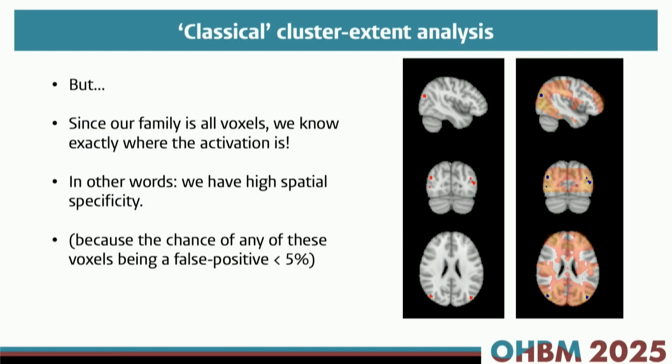So here comes a little bit of a trade-off, because if we do this strict correction, we have what we call a high spatial specificity. We can be quite certain that the activations that we find, the red regions on the left and the blue on the right, are actually there, because we controlled across all the voxels that we tested. We almost certainly know that these are not false positives. And therefore, we can make statements about where the activation is. So we have what is called high spatial specificity.